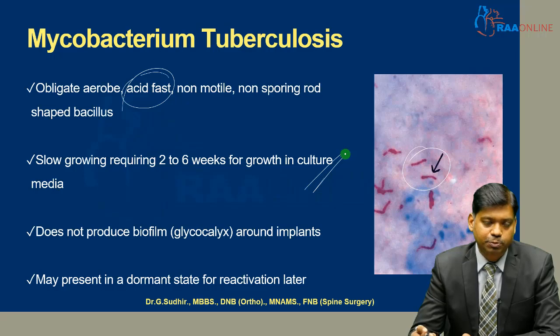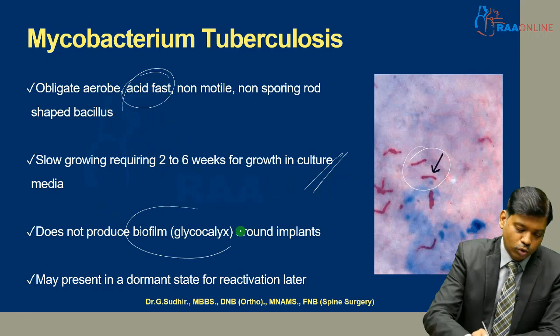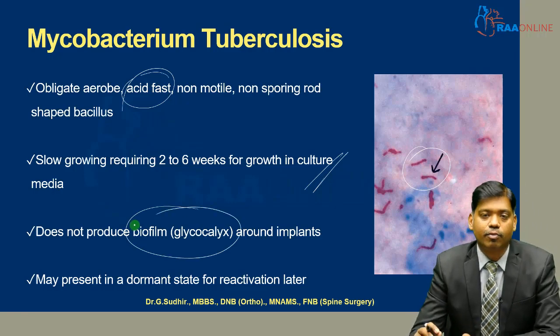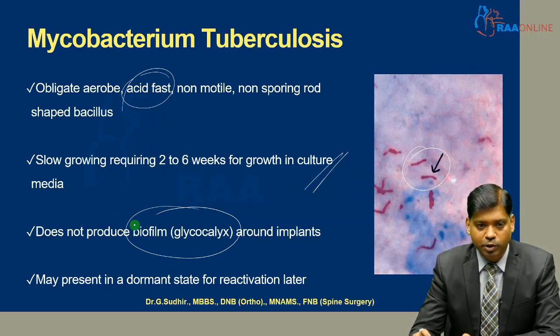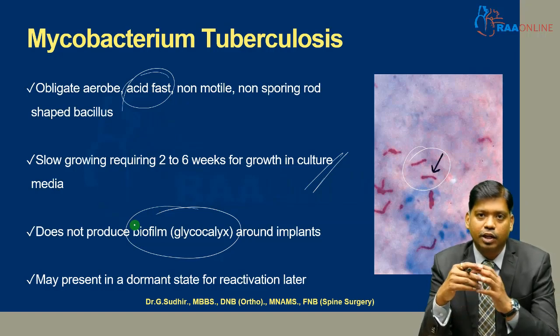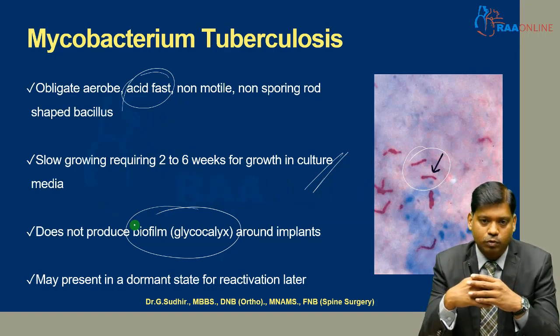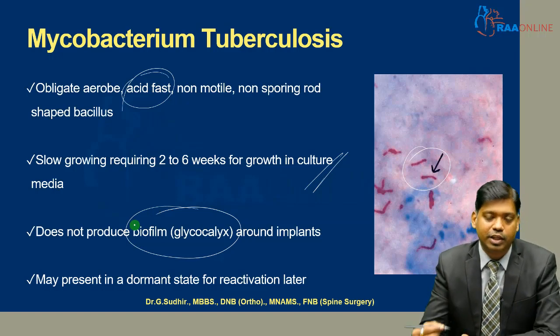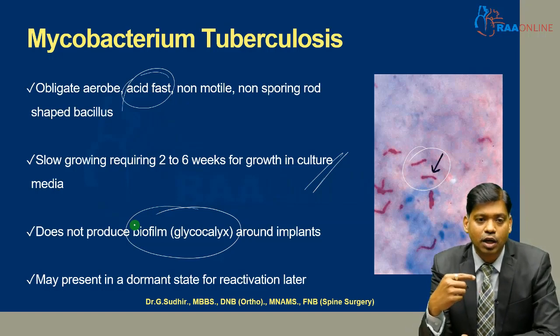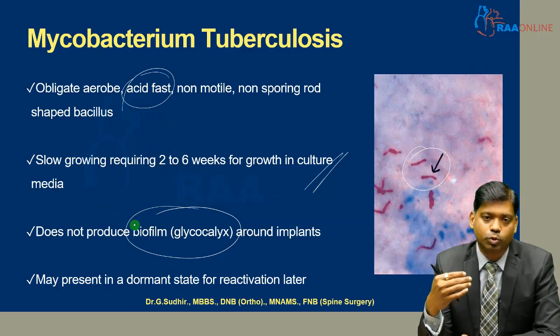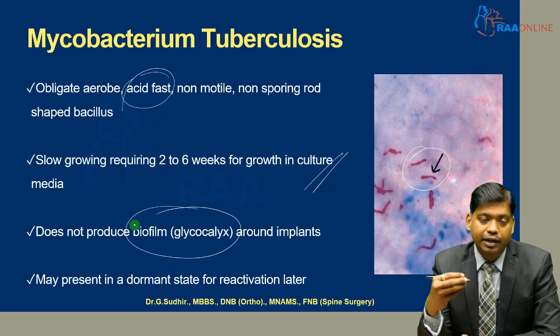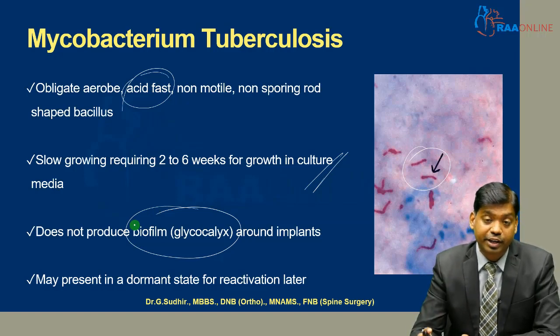The most important aspect of TB bacilli is that it does not produce biofilm around implants. This is one of the most interesting and friendly points for the surgeons. Unlike other pyogenic bacilli, it does not produce glycocalyx or biofilm around the implants. That is why, when we are dealing with tuberculosis of the spine or of any joint, even when we instrument, they don't produce biofilm around the implants, and that is why it is easier to treat them by stabilization. And it may be present in a dormant state for reactivation later.